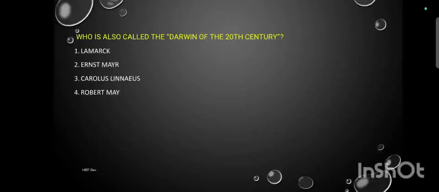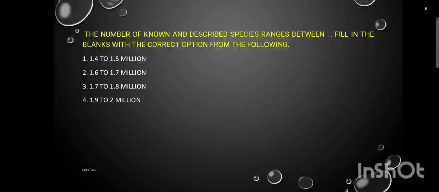Question: who is also called the Darwin of 20th century? Option 1, Lamarck, option 2, Ernst Mayr, option 3, Carolus Linnaeus, option 4, Robert May. So the correct answer here is, of course, answer 2, Ernst Mayr. Question: the number of known and described species ranges between dash. Fill in the blanks with the correct option from the following. So the correct option is answer 3. That is 1.7 to 1.8 million.